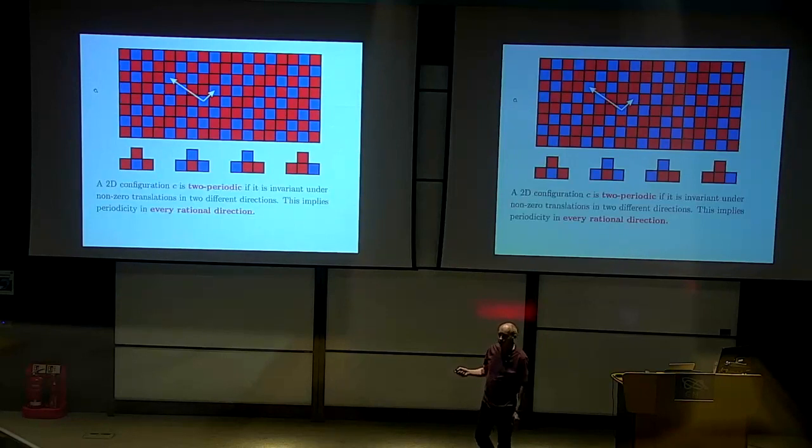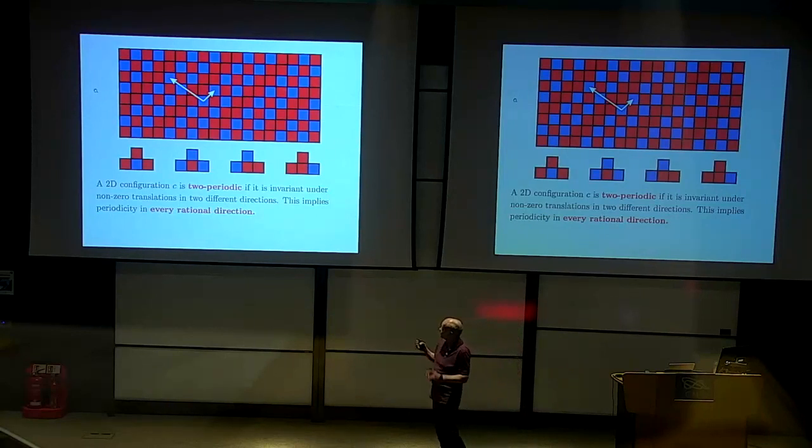And the strong periodicity, or here I call it 2-periodic: in a 2-dimensional grid, a configuration is 2-periodic if you have periods in 2 different directions, which then implies that you are periodic in every rational direction. Horizontal and vertical periods also.